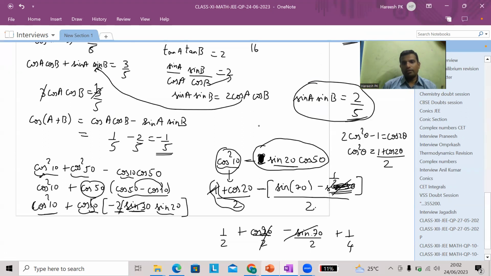And we have a formula: 2 sine A cos B or 2 cos A sine B is sine of A plus B minus sine of A minus B. So use this formula. Once you use that, you will see you will be left with half and 1 by 4 alone.